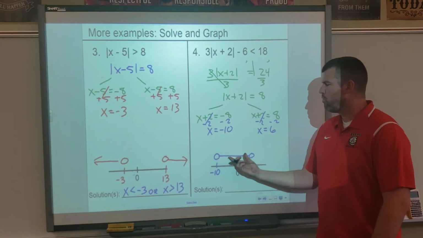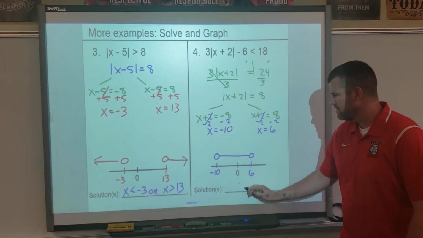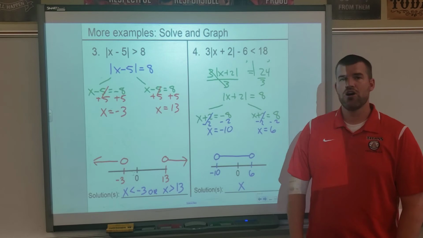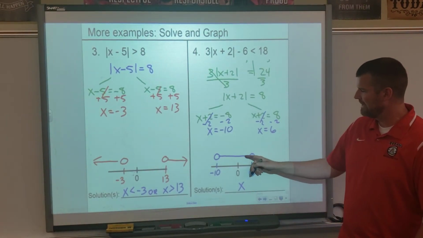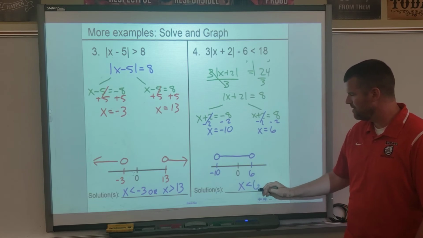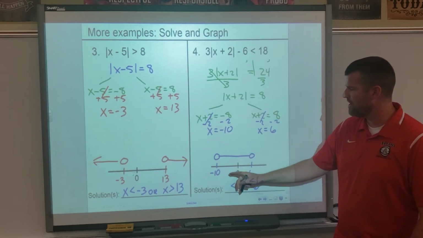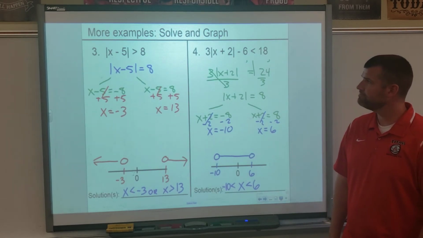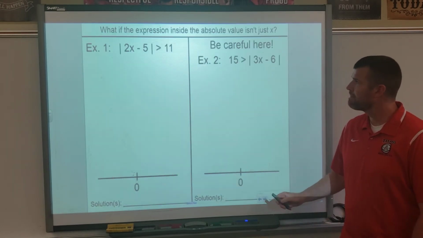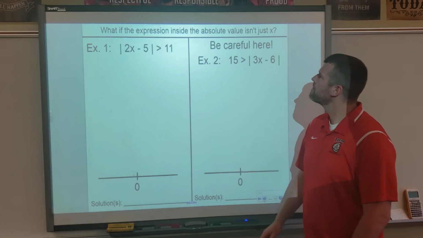So because we have one set of points here, I can write this all as one long compound inequality where my solutions are less than 6 and they are also greater than negative 10.